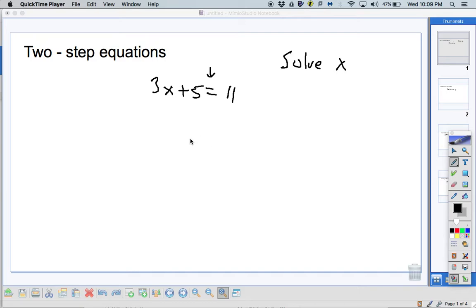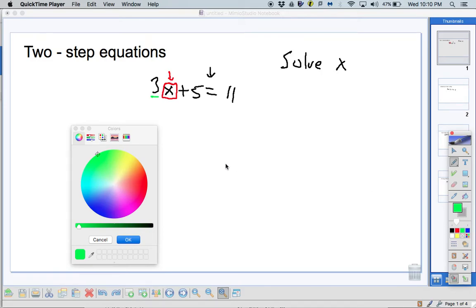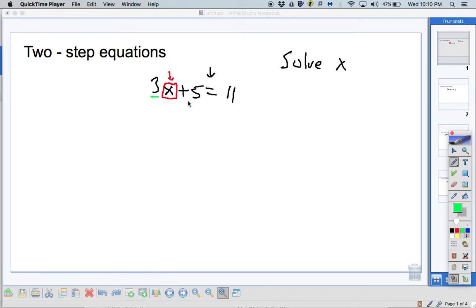Okay? So with the two-step equation, our goal is to get the variable by itself. In this case, our variable is right here. It's the letter x. Okay? And there are two things that need to move to get x by itself. One is the 3, and the other one is the plus 5. So we're going to have to move both the 3 and the plus 5. Okay, so we got to move the 3, we got to move the plus 5, and when we're done with that, x will be by itself.